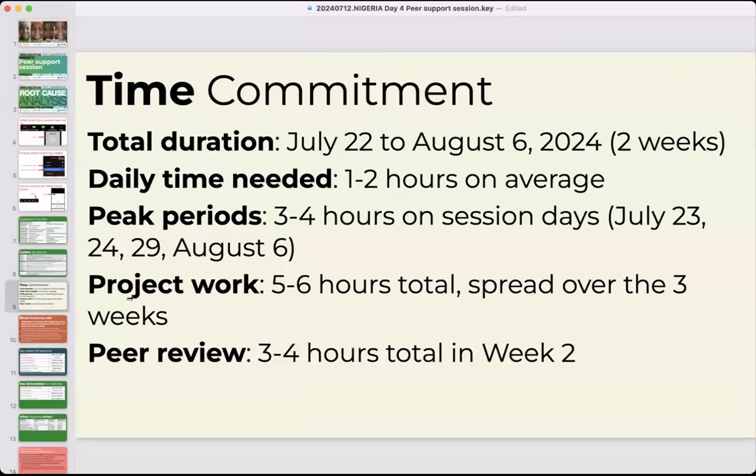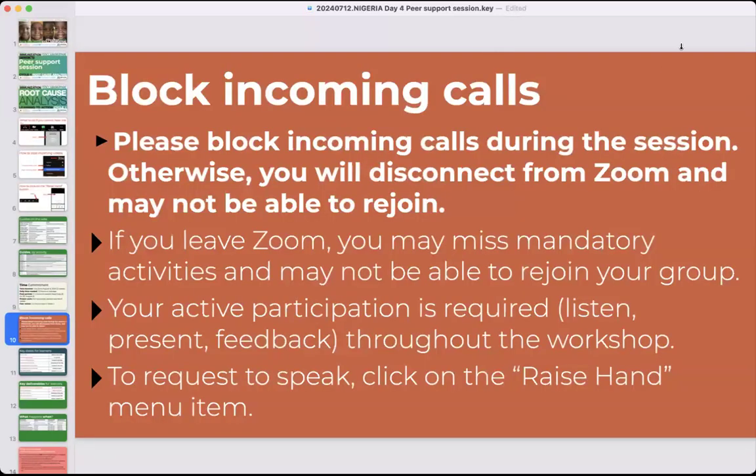This is just a reminder of the time commitment that is required of you for this exercise, and for you to make the most of the session, without interruptions in your participation. It's good if you could block incoming calls so that your connectivity is not affected. Usually in Zoom, if you are using a phone to connect or to share the internet with your computer, if you receive a phone call during a session, it disconnects you from Zoom. So it's good to pay attention to that.